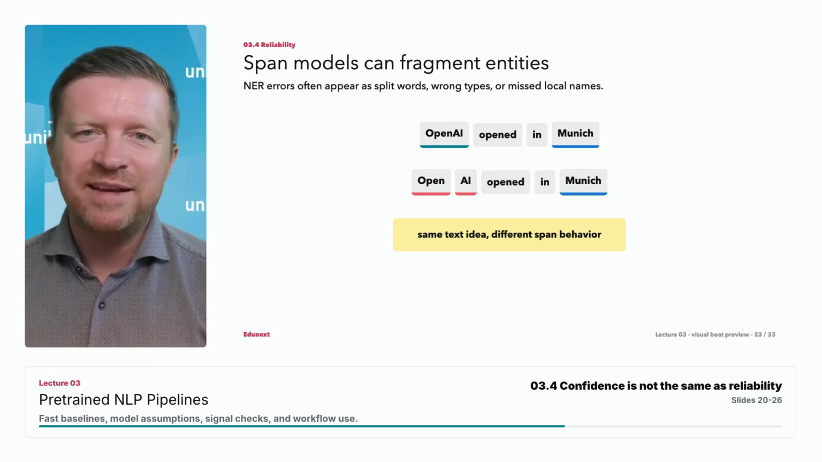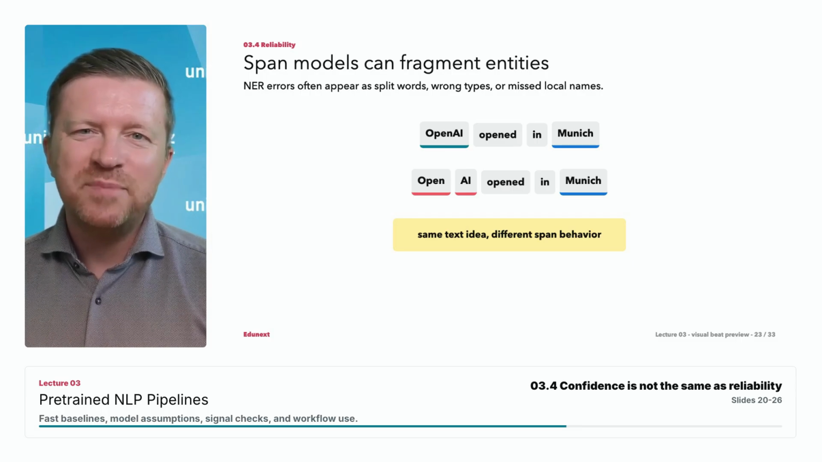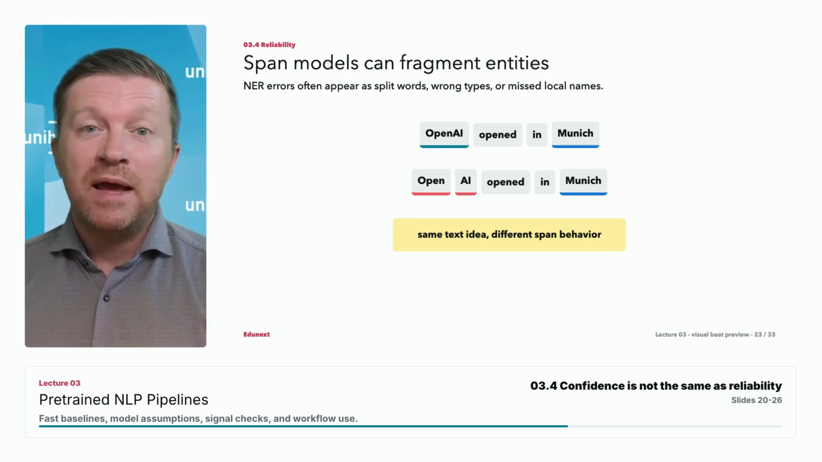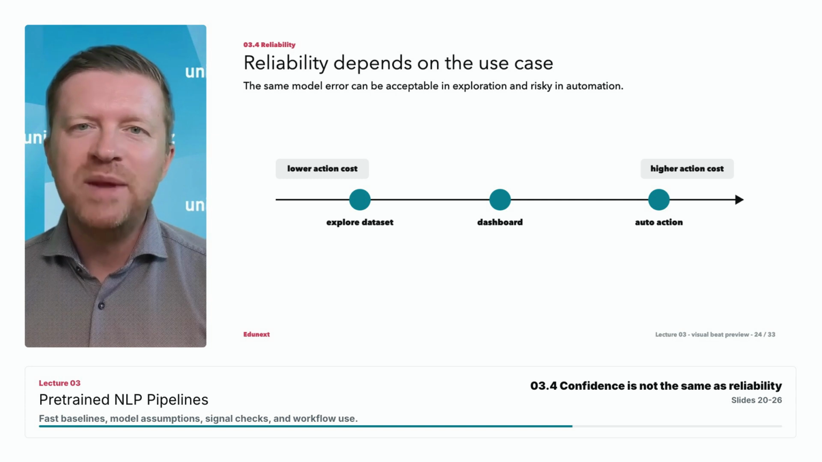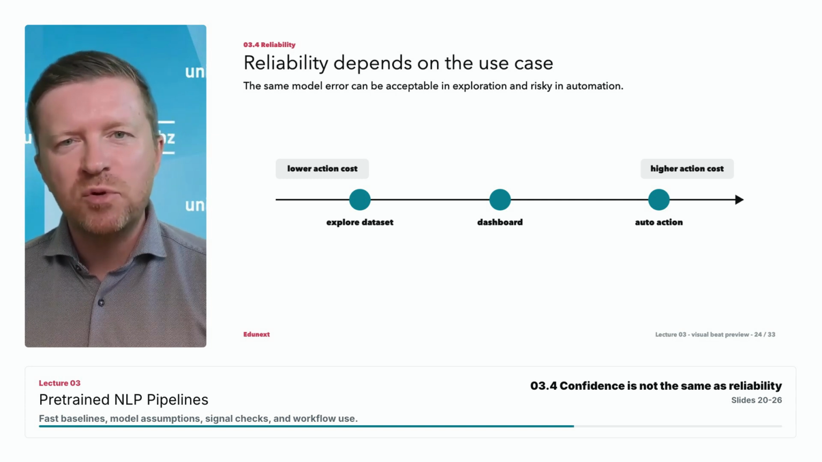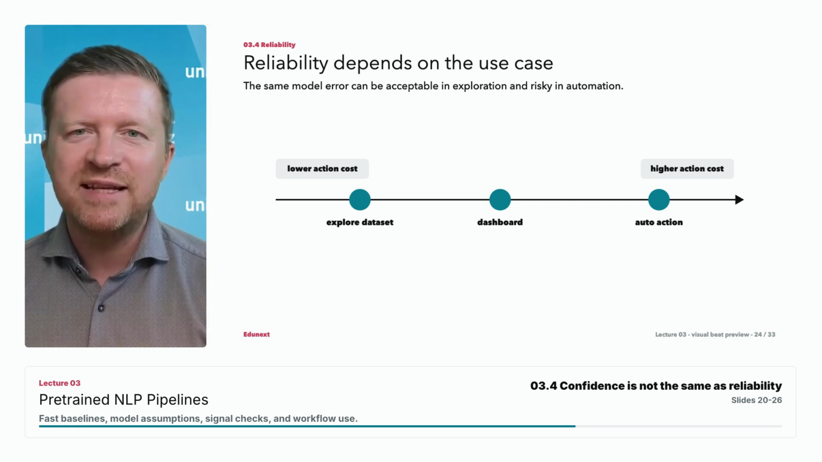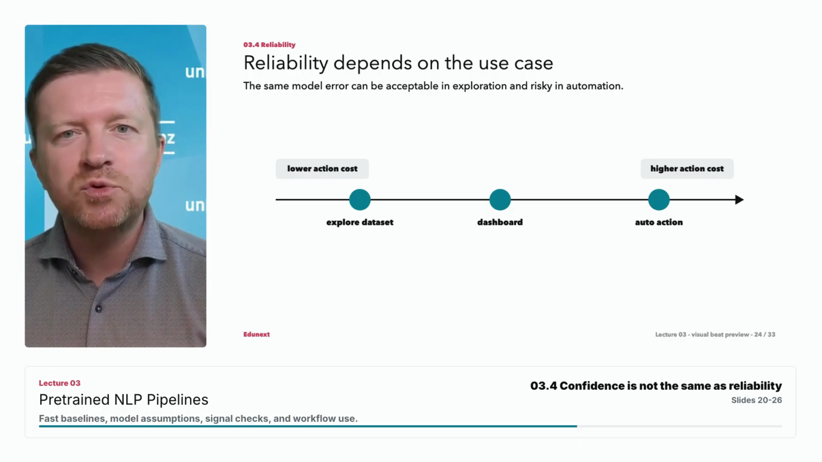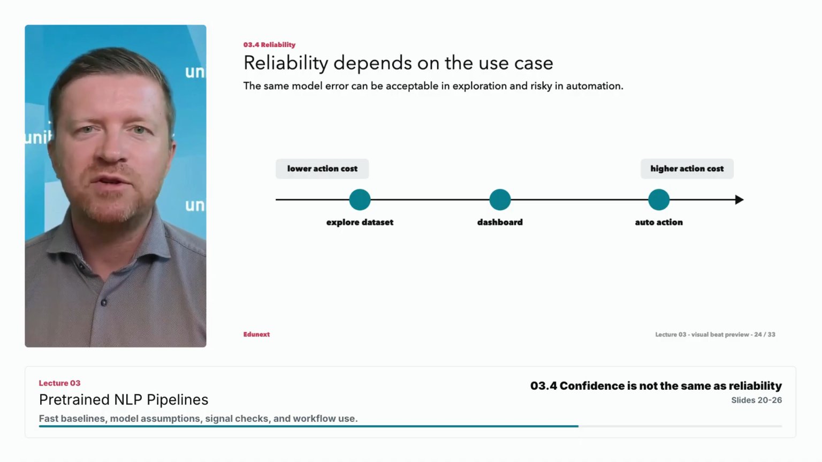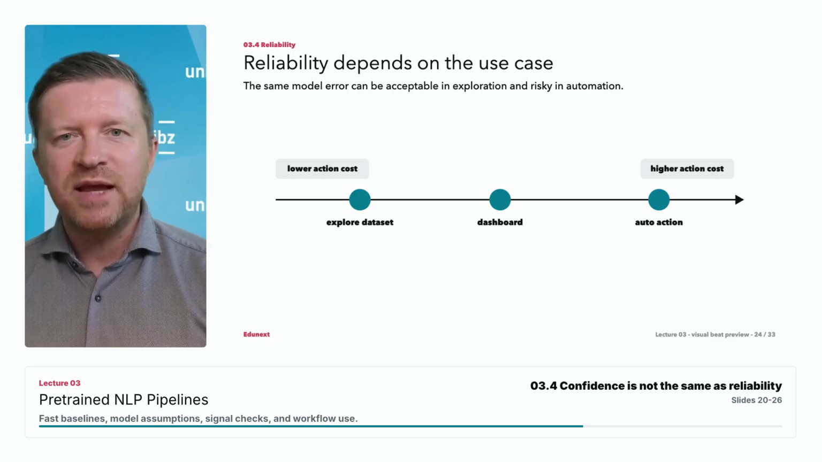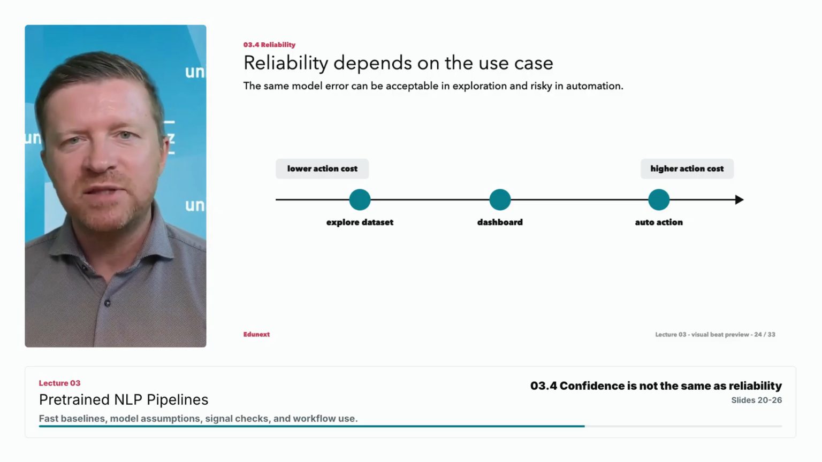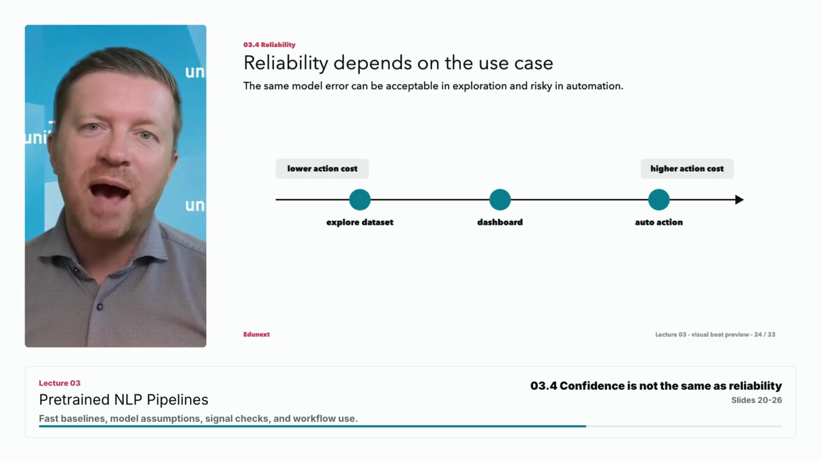NER has its own failure modes. A span model may split an entity into pieces. It may treat OpenAI differently from OpenAI. It may label a product as an organization or miss a local brand that is important to your business. If you use the entities for search, analytics, or routing, these small extraction errors can create downstream problems. Some errors are acceptable and some are costly. If you are exploring a dataset, a noisy prediction may still be useful because it helps you see patterns quickly.